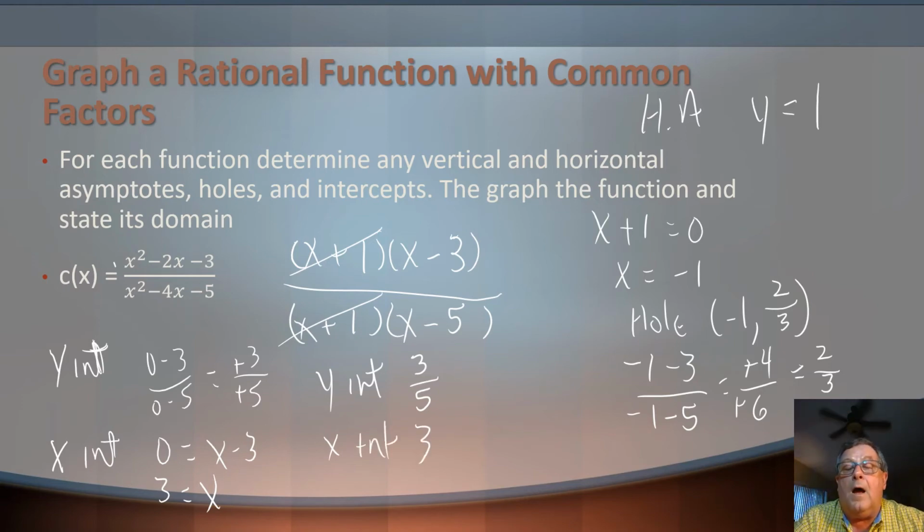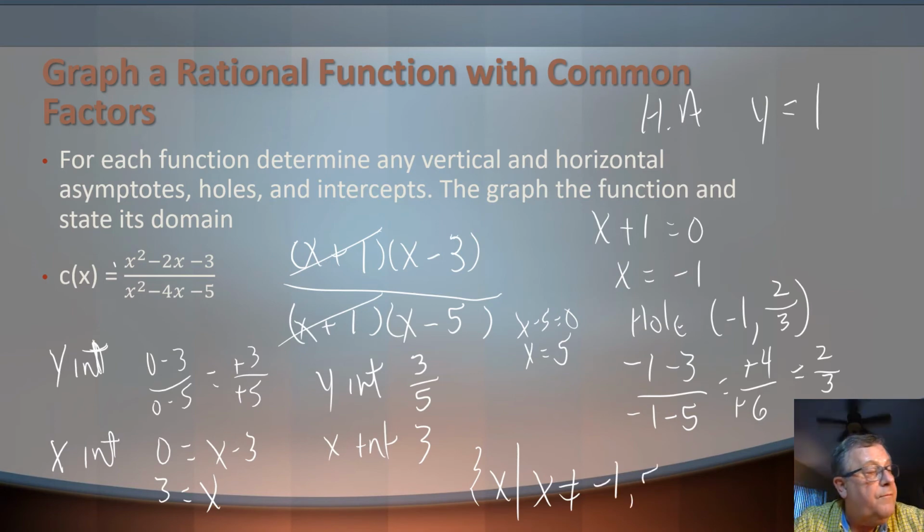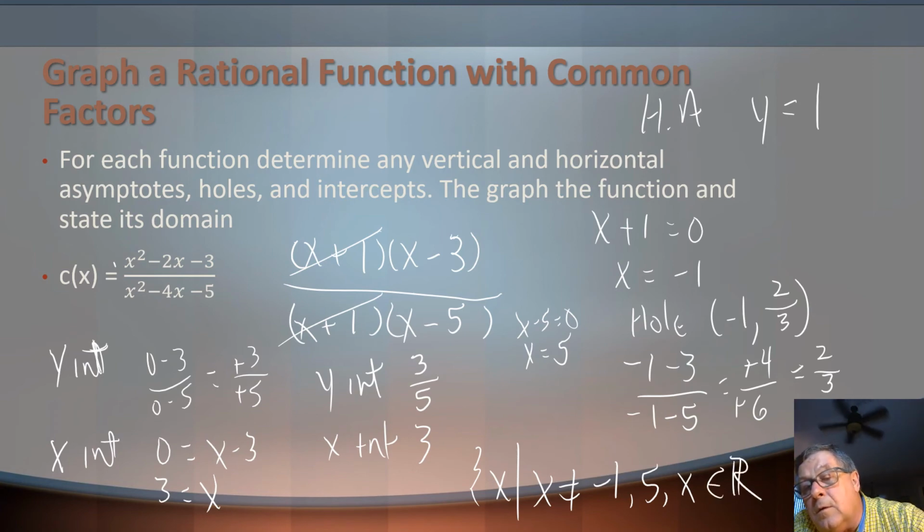So I have an x-intercept at 3. Let's go ahead and do the domain. So we've got x such that, what can x not equal? Well, x cannot equal, I've got one more to do there. I've got the -1, and I've got that 5. Let's see, x minus 5 equals 0. Add 5 to both sides. All right, so x cannot equal -1 or 5. But other than that, x is an element of all real numbers. We're going to graph this one too, just because I want to.